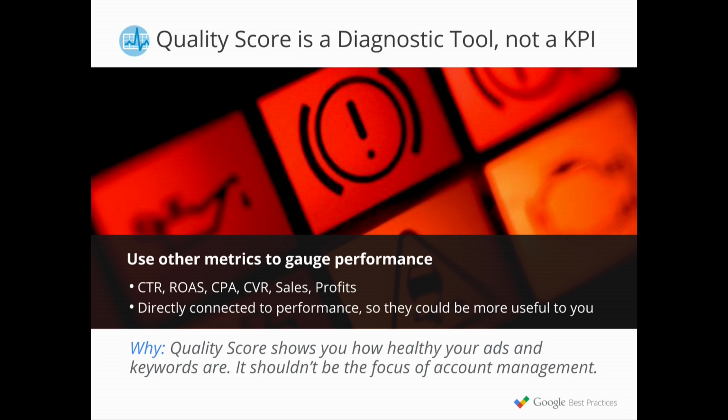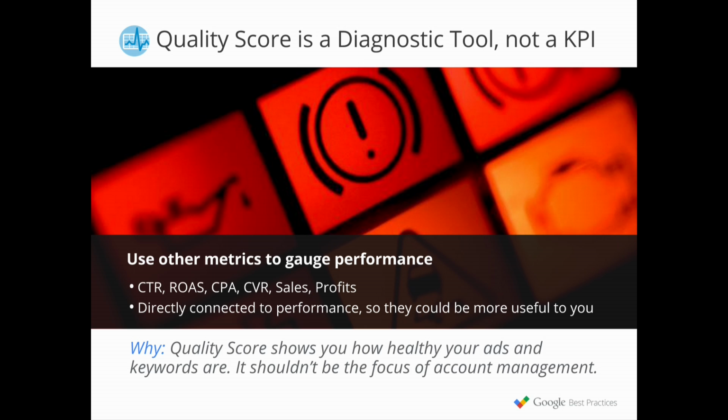So you have a lot of other metrics available in your account to actually gauge your performance. So there's click-through rate, there's return on ad spend, there's cost per acquisition, conversion rate, sales, profits. It just goes on and on. Like, that's one of the great things about this industry is that there are so many metrics. And I think use all of those metrics first because they're a direct indication of how your account is actually performing. They're directly connected to what users are doing on your site. So use those. Don't use quality score as the end goal for your account's optimizations.